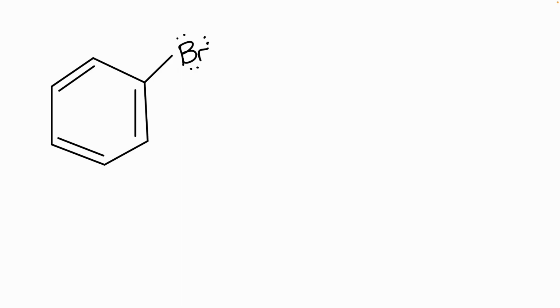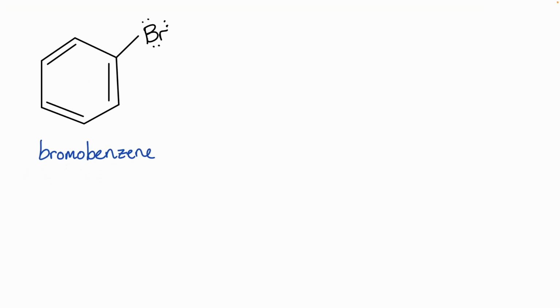All right, my parent chain is that benzene ring. I have this bromine sticking off of it, which is a bromo group. So this is just bromobenzene. All right, no locant because it's just a monosubstituted benzene derivative. All right, cool.